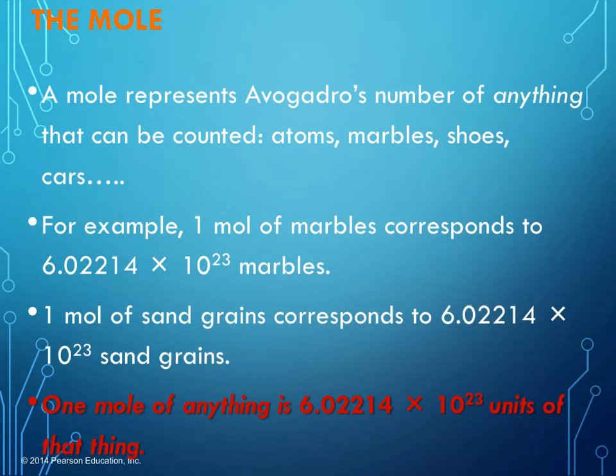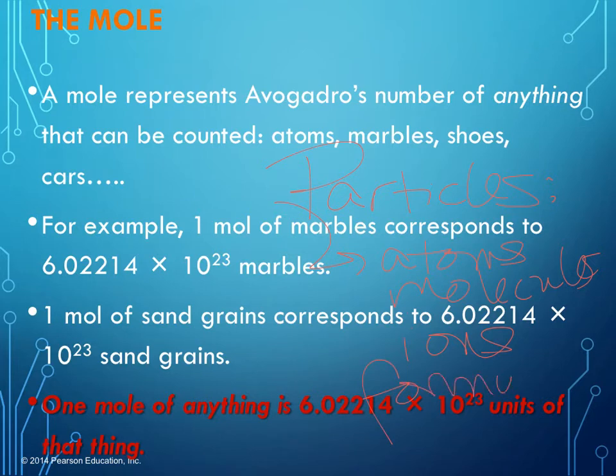Since a mole is a counting number, it's only useful when you're talking about particles. Okay, and in chemistry, what are the particles we might deal with? Atoms, molecules, ions, formula units.